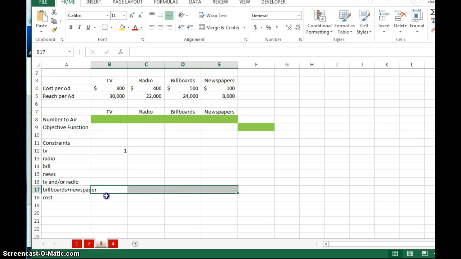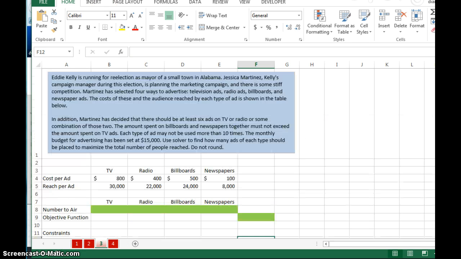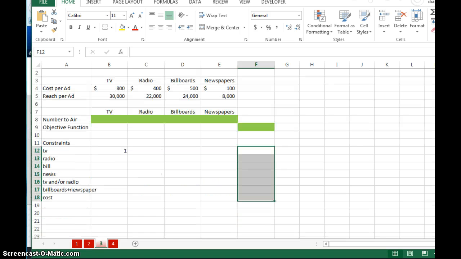But those are the constraints. So we want to have a constraint that says your total cost has to be less than your budget, which happens to be $15,000. So that's one constraint, your budget. And you have to have a minimum number of certain types of ads. So those are constraints. So set your problem up like this and put all your constraint numbers in here, your sum products, and your constraints that are given above. It's written into the paragraph what your requirements are.